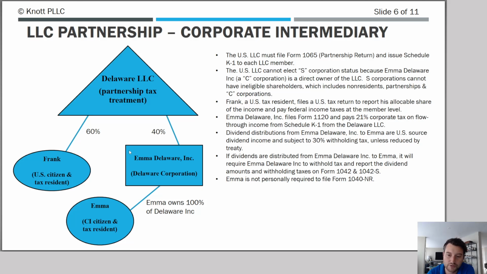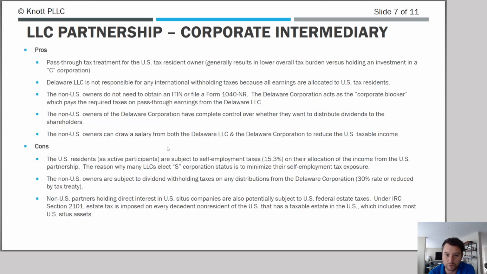persons, there's no withholding taxes that would apply at the Delaware LLC level, right? Because if we look at the structure chart, Frank is a U.S. person and this Delaware corporation is a U.S. person. So the allocations down to each are just to U.S. persons, so there's no 37% withholding tax, unlike the example where Emma was a direct owner in that partnership, okay? Now, the non-U.S. owner, Emma in this case, she has complete control over whether she actually wants to take money out of that company.